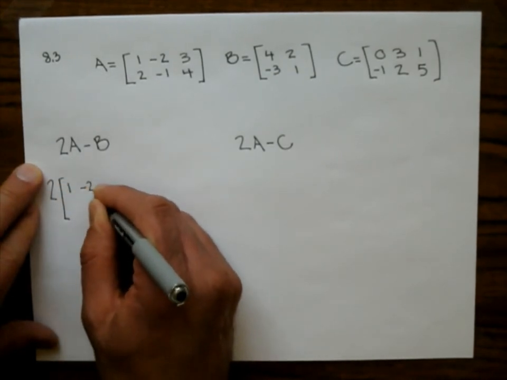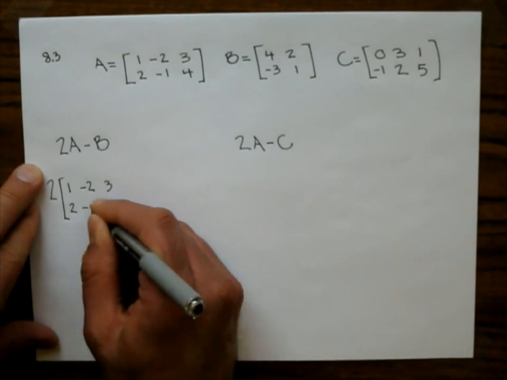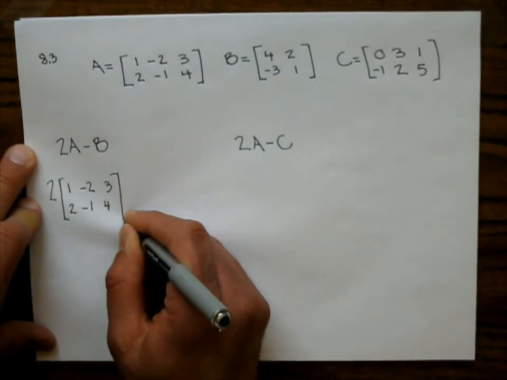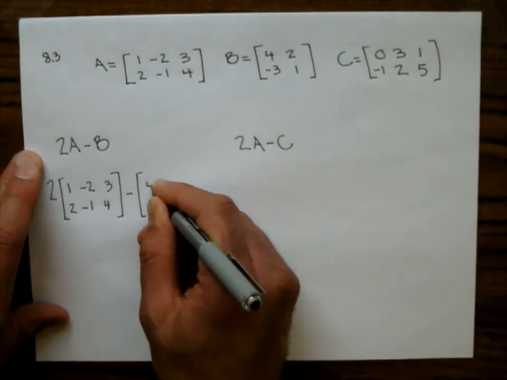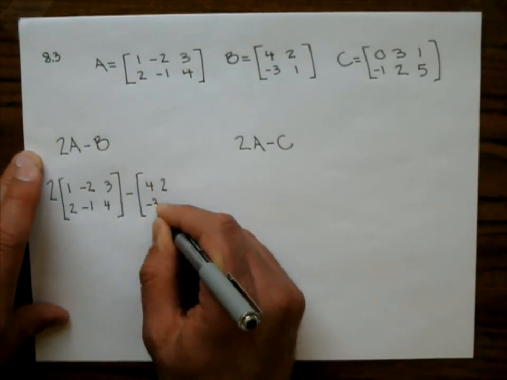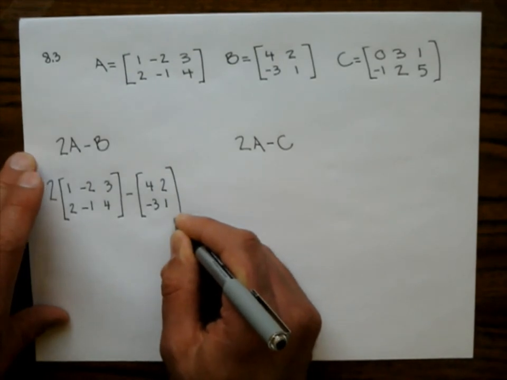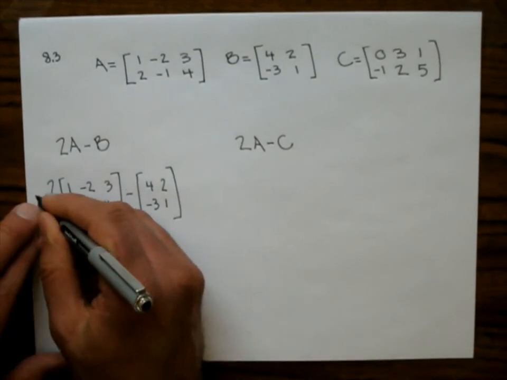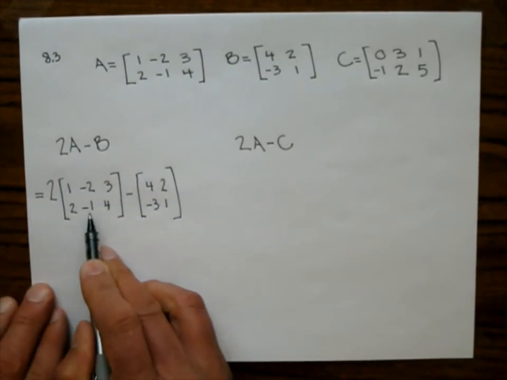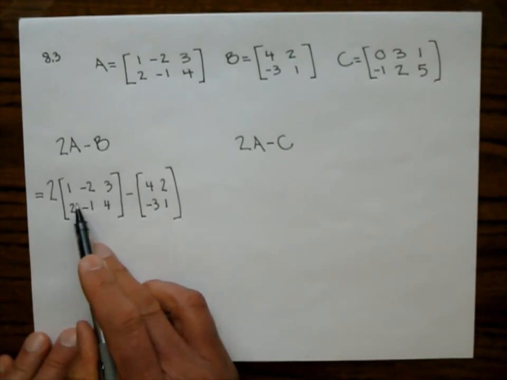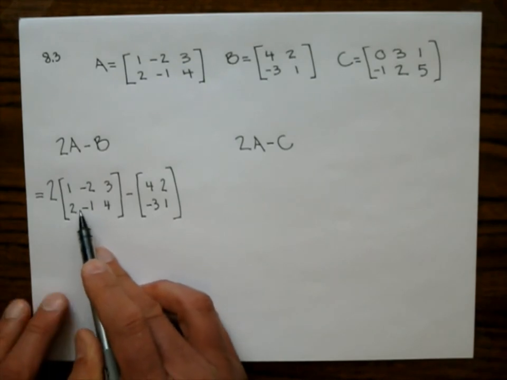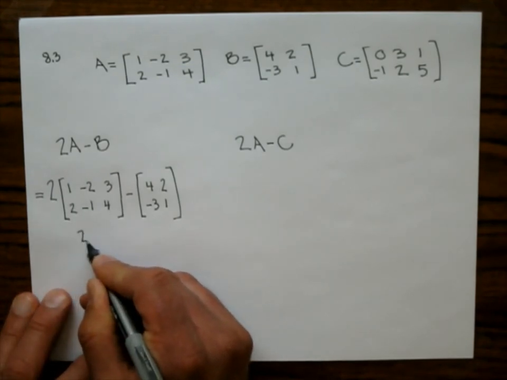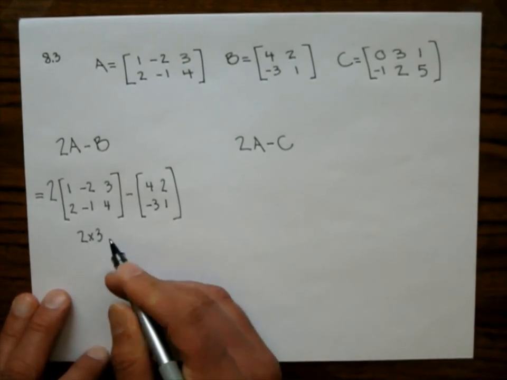1, negative 2, 3, 2, negative 1, 4, and then we have minus B, minus this guy right here, 4, 2, negative 3, 1. Now, order of operation says you have to do the multiplication first, but let's just think ahead. When you do the multiplication first, you're still going to have the same size matrix here. This matrix is really going to be 2 times 3. It is 2 times 2 by 3.